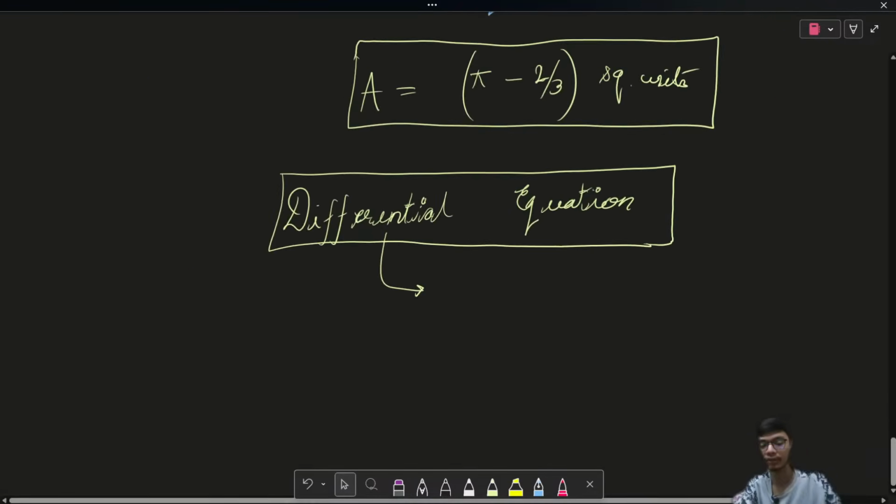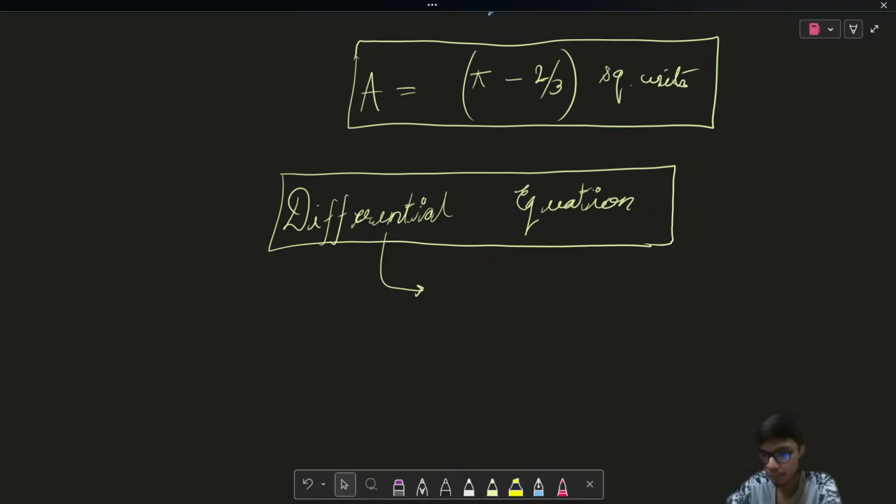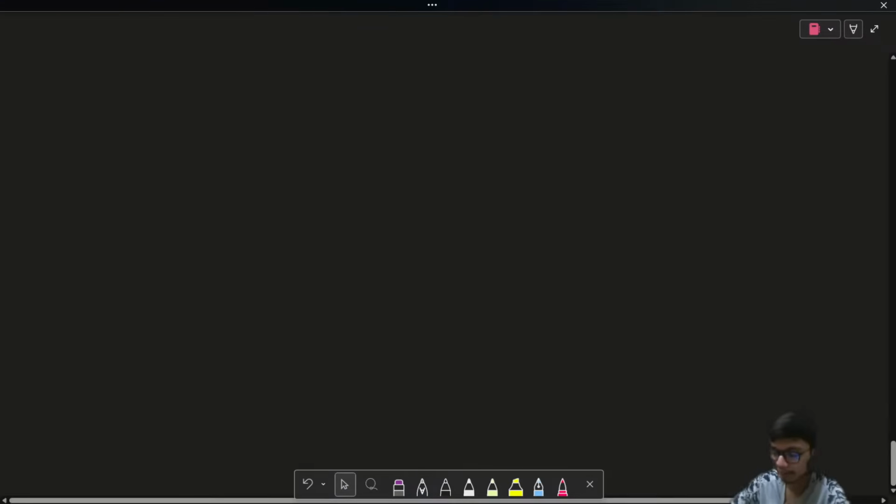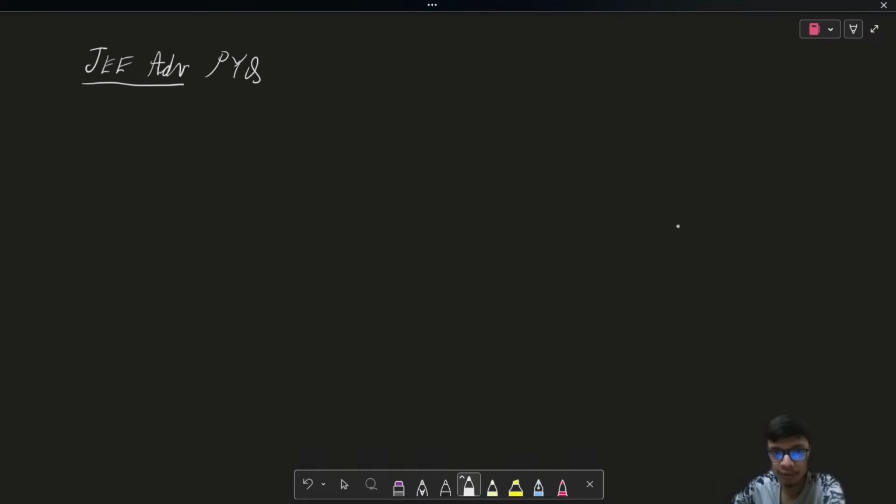I said that after completing the area under the curve, we're going to start with differential equations, right? So we will be starting with differential equations in the upcoming lecture, from tomorrow. But today we're going to finish the JEE Advanced previous year questions. Today our target is to finish the JEE Advanced previous year questions from the topic of area under the curve.